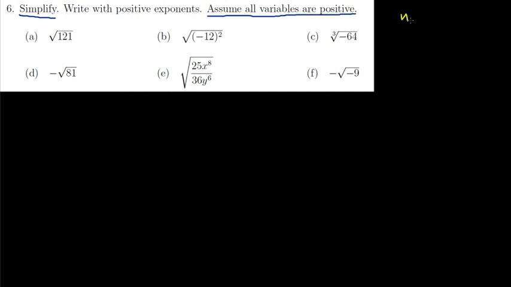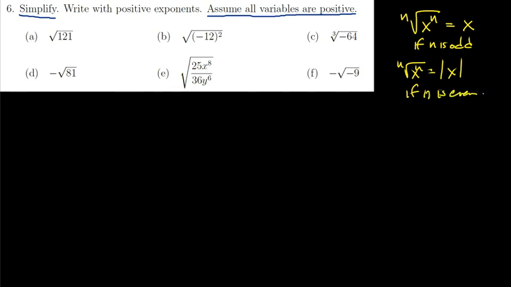Remember I mentioned earlier that if you're taking the nth root of x to the n, that's not necessarily x, right? It's going to be x if n is odd. And it's going to be the absolute value of x if n is even. But when x is positive, the absolute value of x is just x, if we're assuming that x is positive. So here we don't have to worry about absolute value at all.